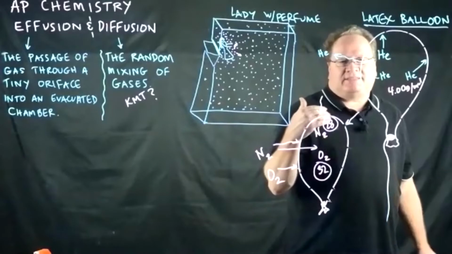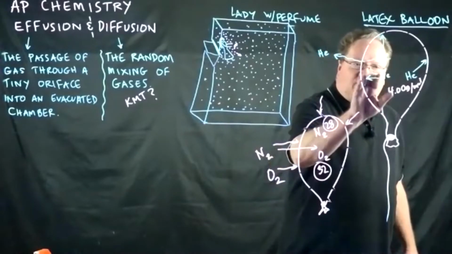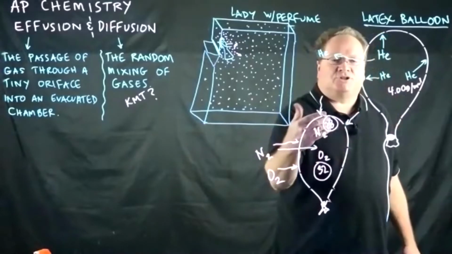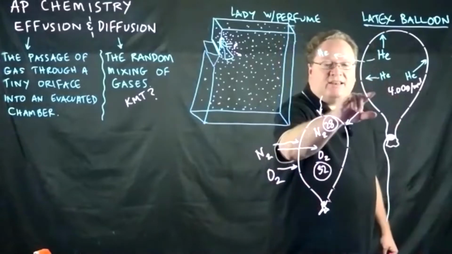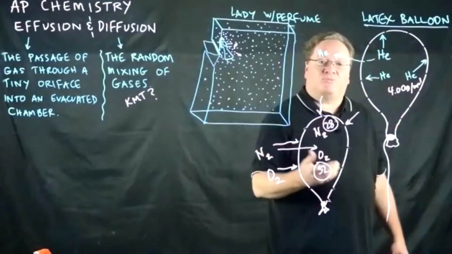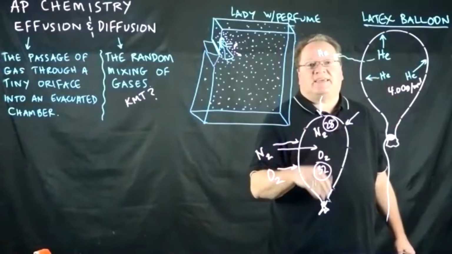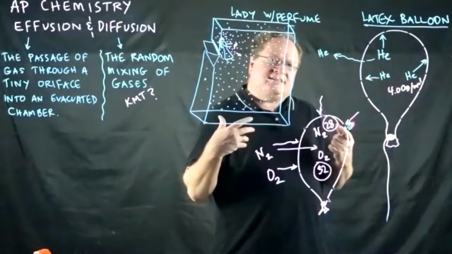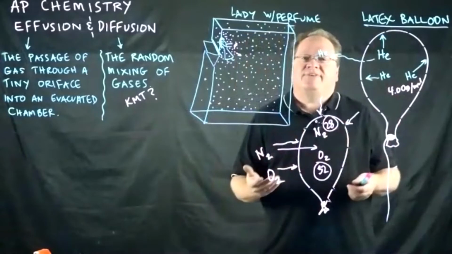And the other thing is these guys are moving faster. Their lower mass means faster motion. Faster motion means more opportunities to hit the side of the balloon and maybe hit where one of those pores are. So that latex balloon is a great example of effusion, but it's also a good way to help us illustrate some of the rules of the KMT.